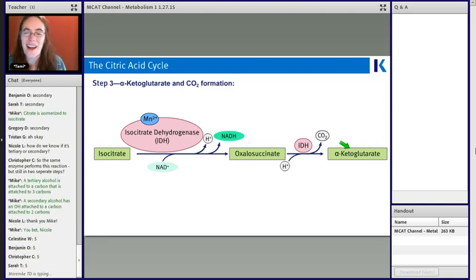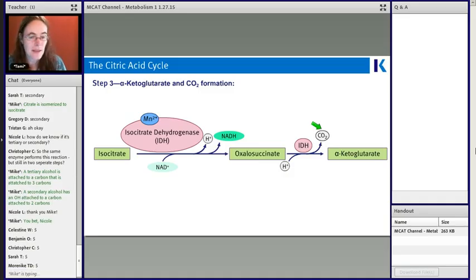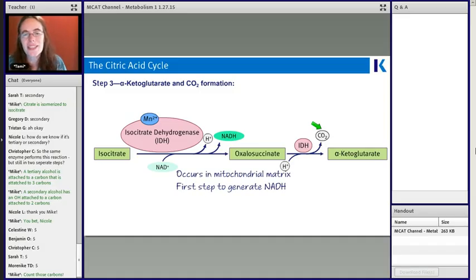5, because I just lost a carbon dioxide. The only place that can come from is my 6 carbons. Perfect. All right, again, mitochondrial matrix. This is our very first step in the citric acid cycle that creates NADH. So when we say first step to generate it, we mean specifically in the citric acid cycle. And then this is the first one to produce our carbon dioxide.